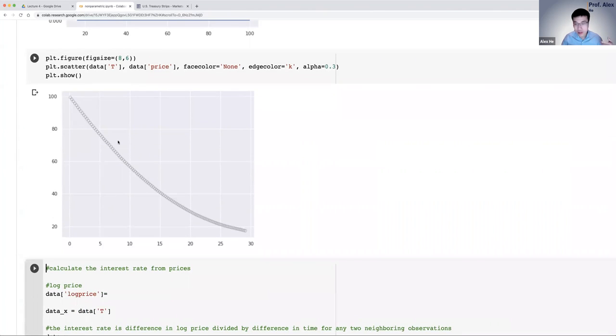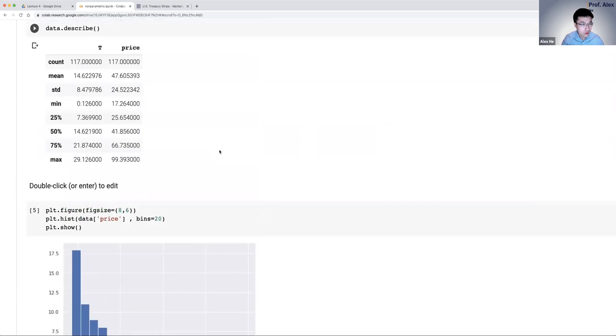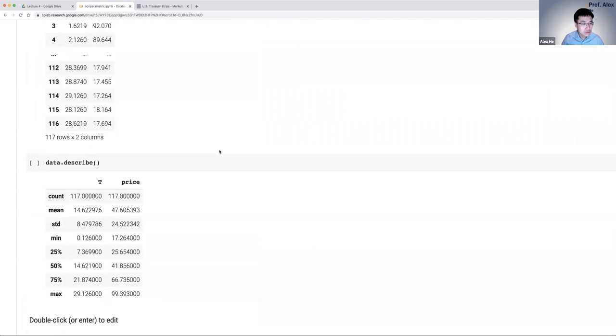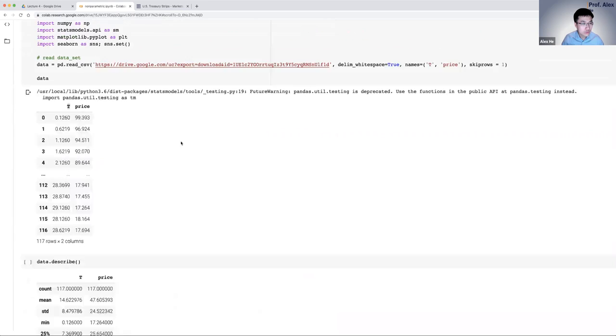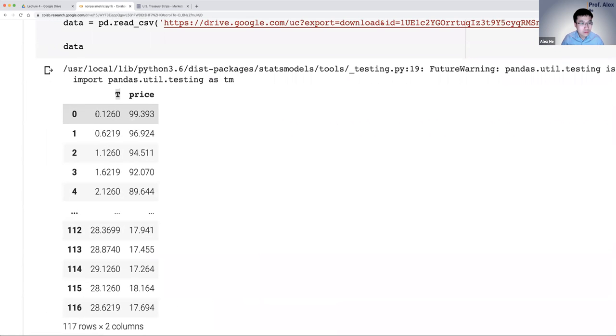Okay. But this is not the yield curve yet, right? This is only the price as a function of the maturity. So now what we want to calculate is using that price to infer what is the interest rate. Okay. So for example, if we go back to the data, okay. So from now to 0.12, I guess it's 2 months from now. And the price goes from 100 to 99.3. So what would the interest rate be?